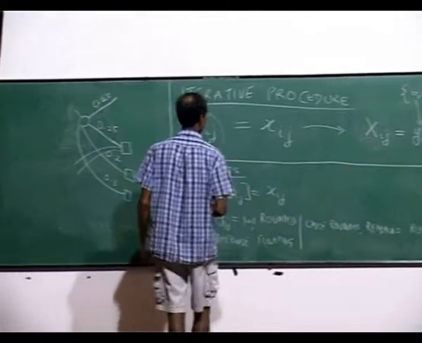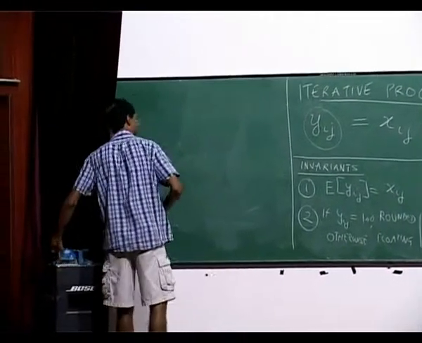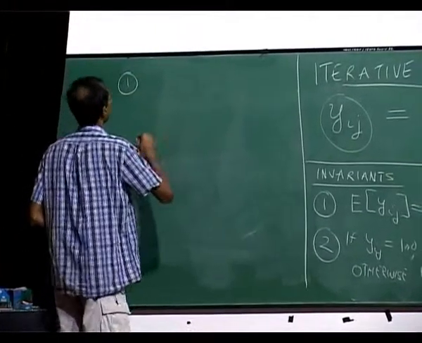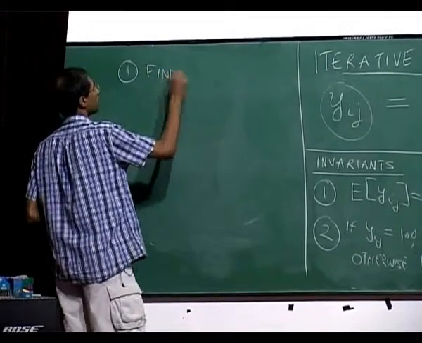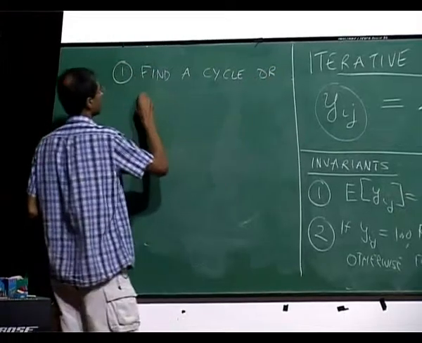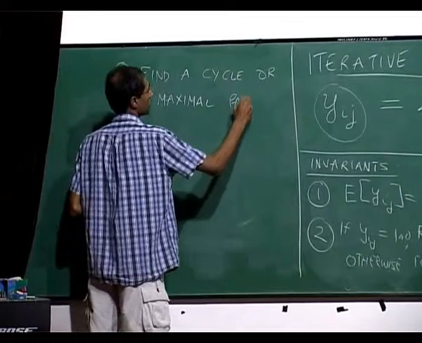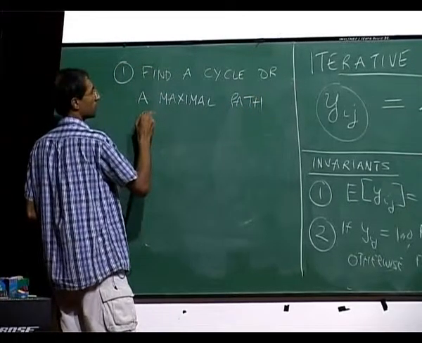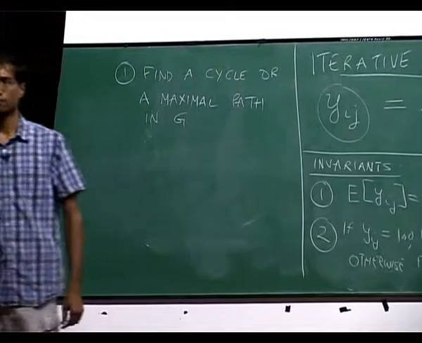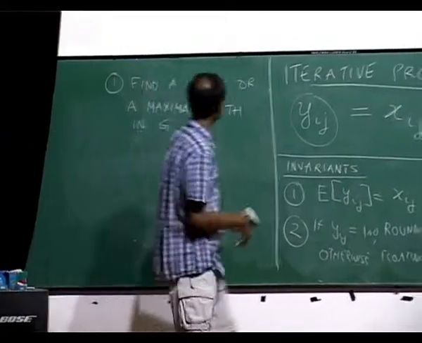So here is the procedure. Our procedure is just going to repeat the same thing again. Find a cycle or a maximal path in G. Okay? So what we will do is we will find a cycle or a maximal path in G.